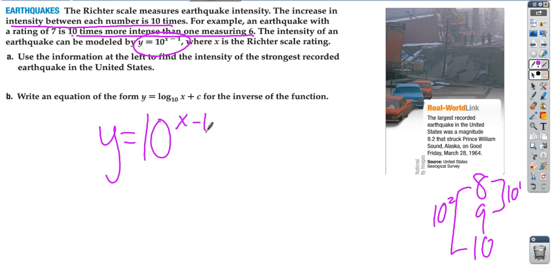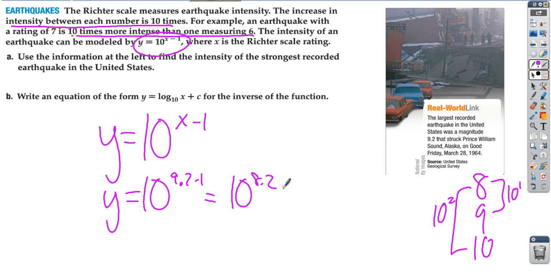It says use the information that they're giving us here on the right about the earthquake that hit Alaska on Good Friday in 1964. Prince William Sound, Alaska, was a 9.2. It's the biggest ever recorded in the United States. That means the intensity would be whatever this turns out to be, 9.2 minus 1, that's the same as 10 to the 8.2. So that's going to be a 1 with something like 8 zeros coming after it.